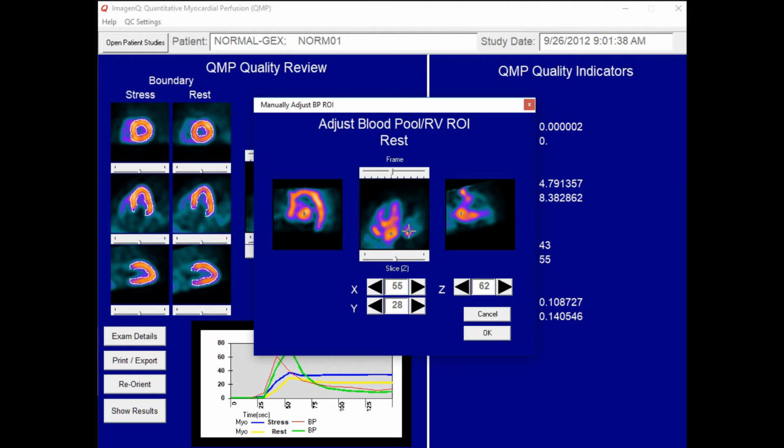So we click on this and then identify within the short axis the central circular blood pool of the left atrium with our region of interest centered in it. And then we can look in the vertical long axis view, the same view of the region of interest within the left atrium directly behind the left ventricle. By using these three views, we can accurately identify the correct location for our blood pool ROI.